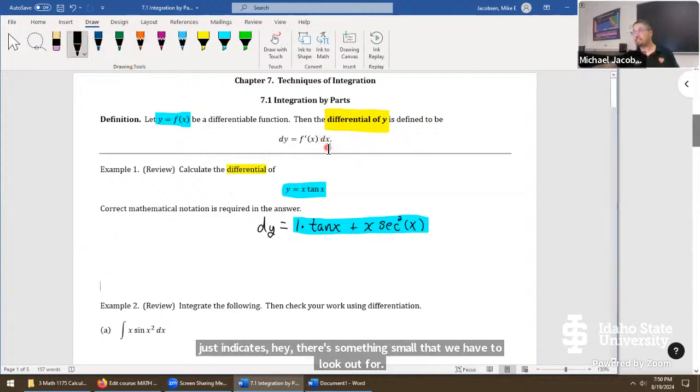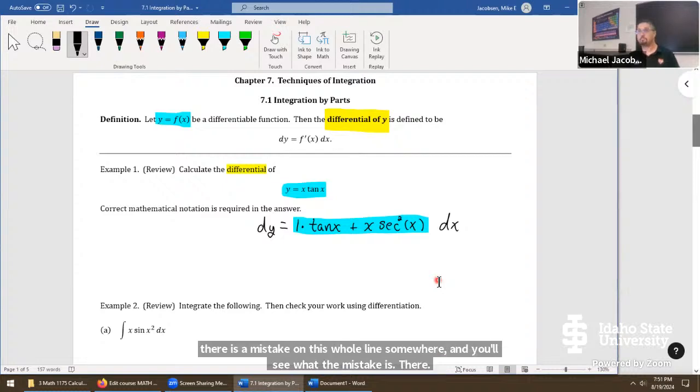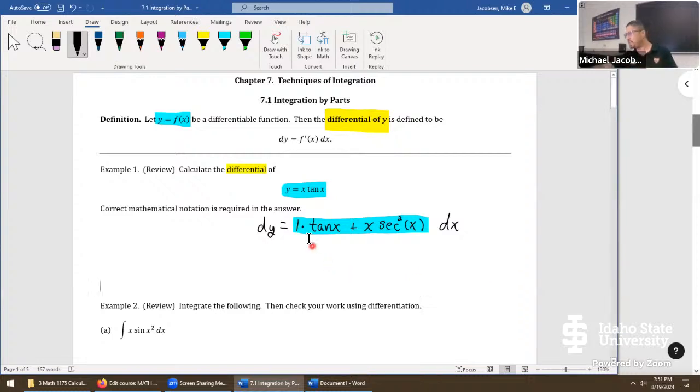So to finish the process, I have to put a dx in. But there is a mistake on this whole line somewhere. Anyone see what the mistake is, the error? Good call, absolutely. Definitely, I should simplify that. And the parentheses are major too. Without the parentheses, it's not clear what we really mean. Dx is literally allowed to distribute through these things. You could have said tan x dx, x secant squared dx, it just would look funny. But a parentheses is actually required right here.